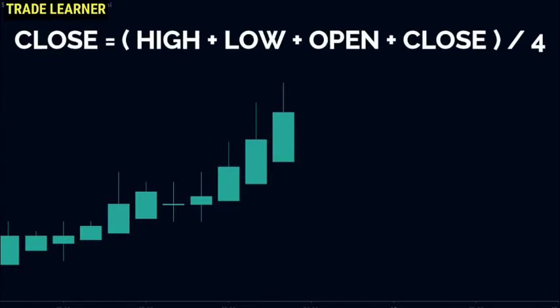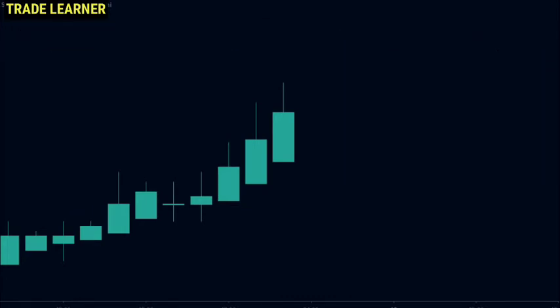The close of the candle is calculated by the average of the open, high, low, and close of the current candle. Now, the high of the candle is the same as the high of a Japanese candle. Similarly, the low of the HEIKEN ASHI is the same as the low of the Japanese candle.